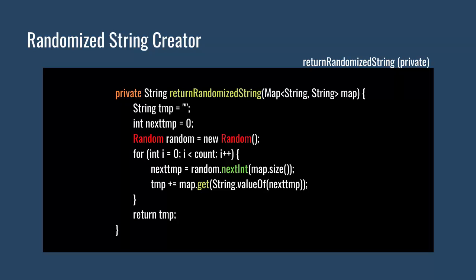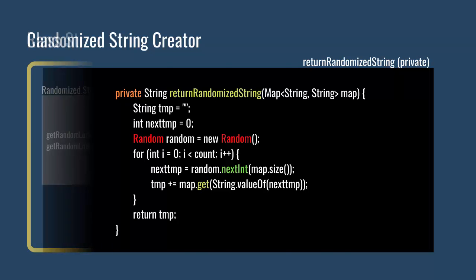The first process in the for statement is to assign the randomized number by using the random class. The number is a decimal number more than 0 and less than the map size. The second process adds the characters that get from the hash map to the temp variable. After finishing the process, the temp variable is returned.